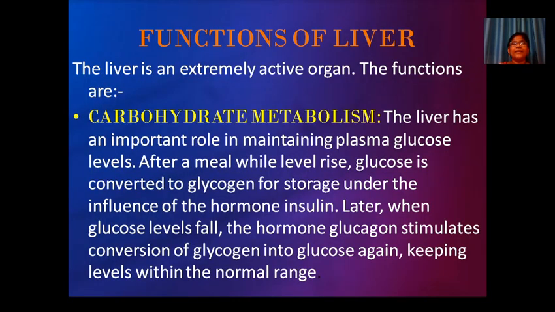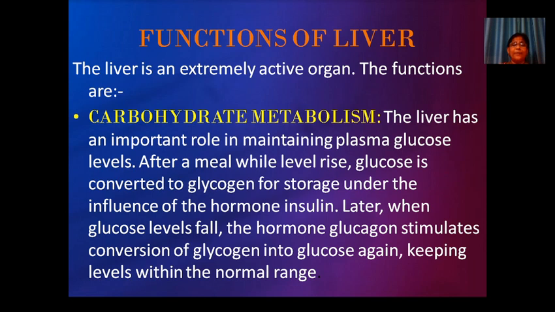Let us see functions of liver. So, the liver is an extremely active organ. The functions are, see one by one. First function, carbohydrate metabolism. So how does this carbohydrate metabolism take place? The liver has an important role in maintaining plasma glucose levels. Okay, first function is maintaining plasma glucose level, as a function of carbohydrate metabolism.